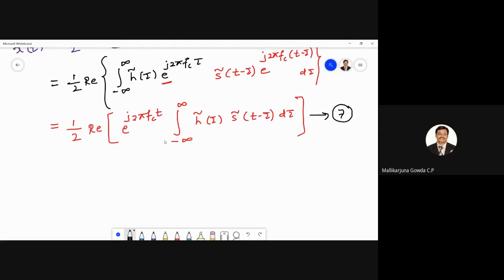By comparing equation 3 and 7, what can you write? x tilde of t is equal to half integral, the whole integral. By comparing equation 3 and 7, the complex envelope x tilde of t of the output signal can be defined in terms of the complex envelope s tilde of t of the input signal and the complex impulse response h tilde of t of the bandpass system. So let me write that.